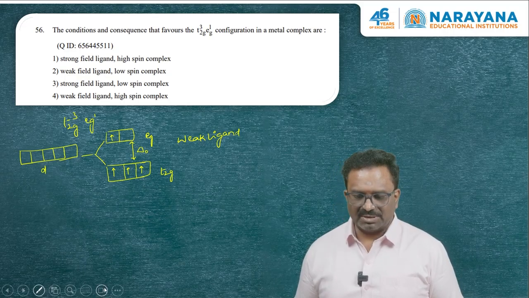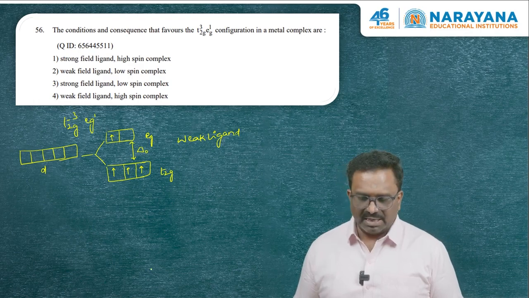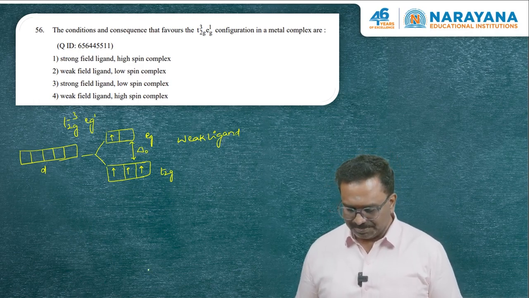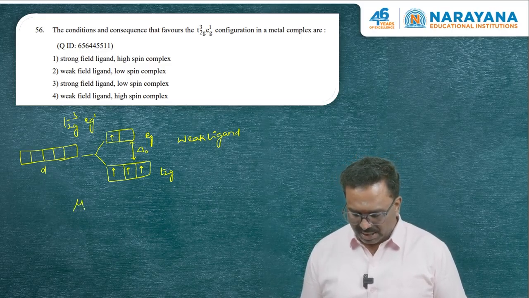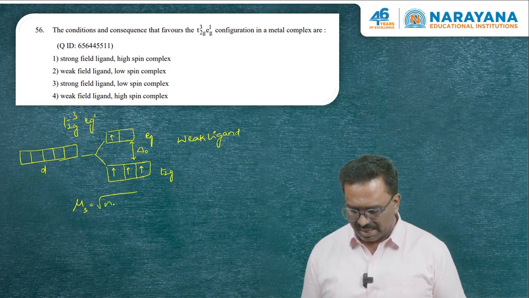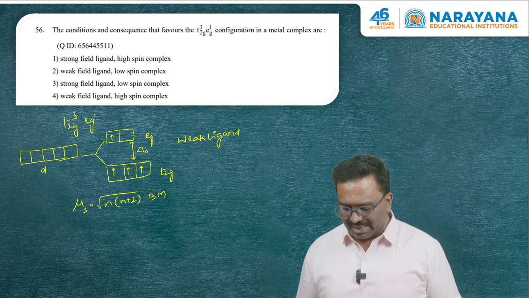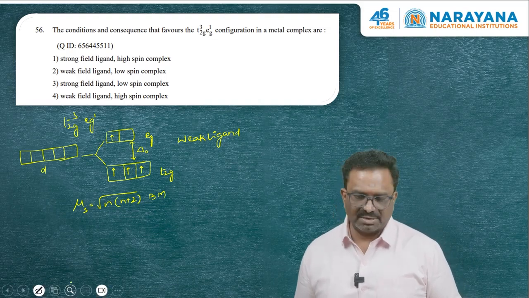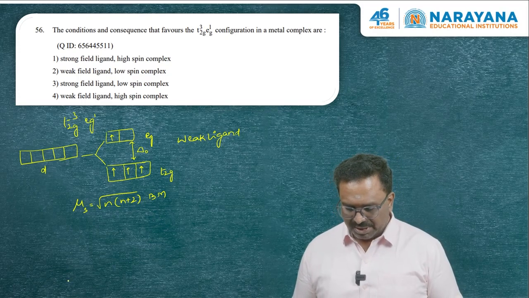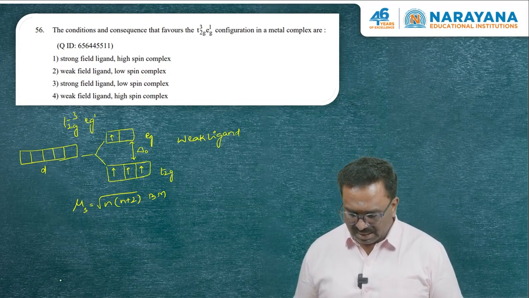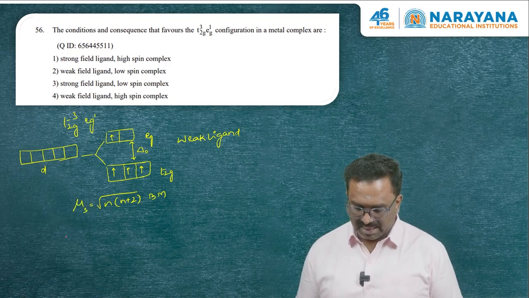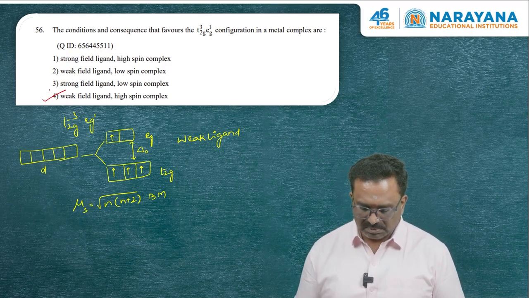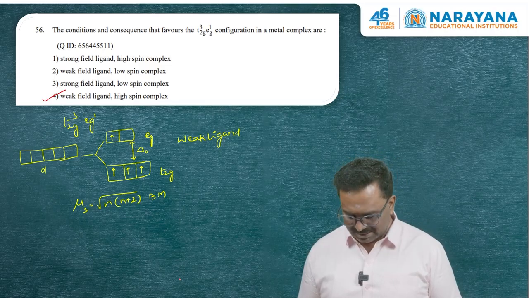One more is what about the spin? The spin is calculated based on the number of unpaired electrons. So here the unpaired electrons are more, no pairing. The spin only magnetic moment is root over n into n plus 2 Bohr magneton. So here it is high spin because 4 unpaired electrons are present as per the given. So it should be a weak field ligand with high spin complex condition. So this is validated here. The fourth option is indicating this.